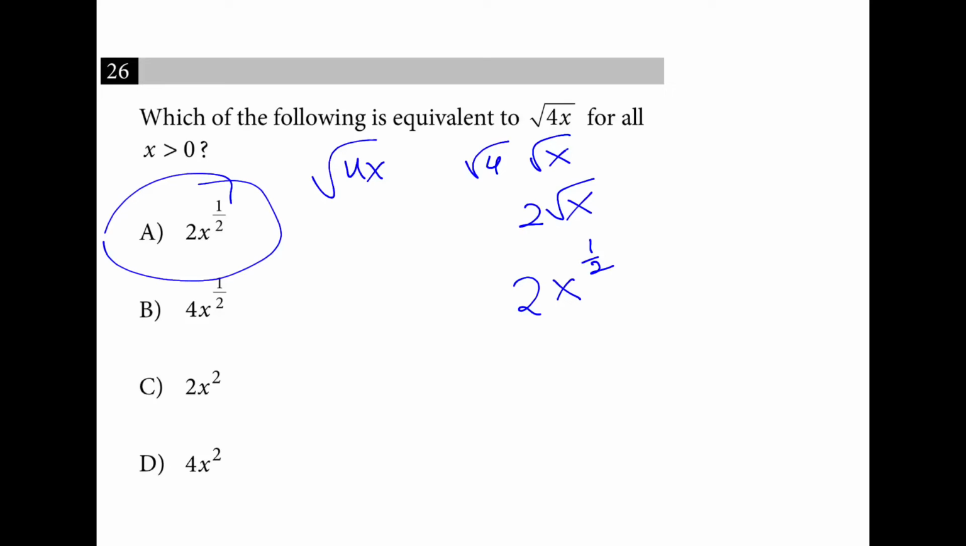The mistake that people make is they forget order of operations in the sense that you have to do the exponent before you do the multiplication. There's no parentheses, so that's why.